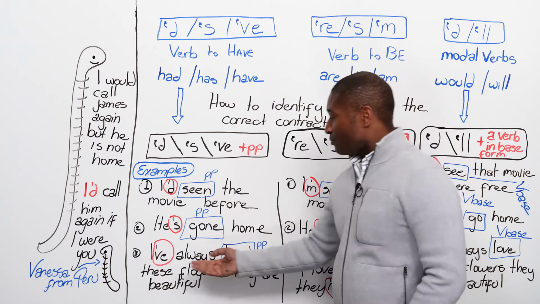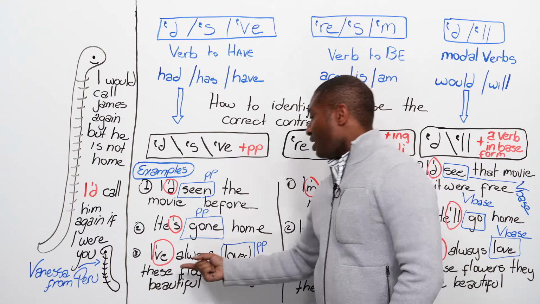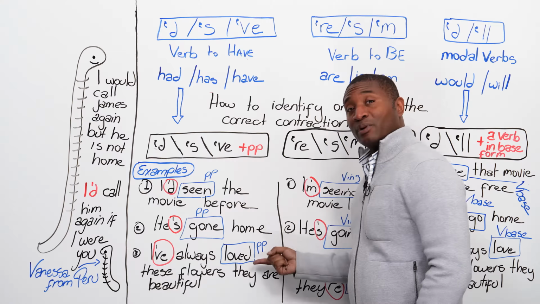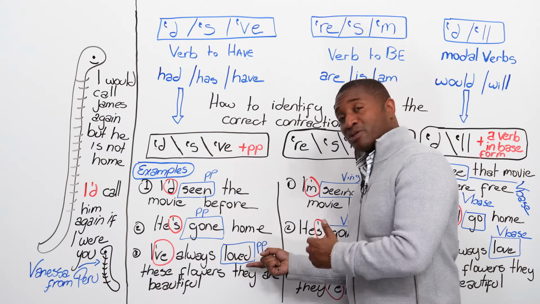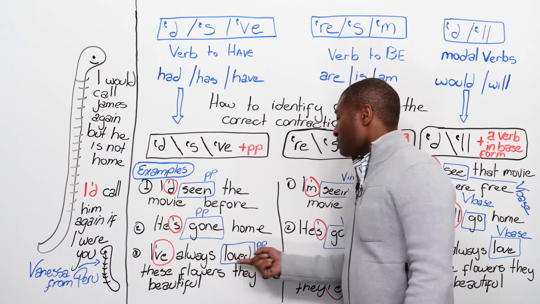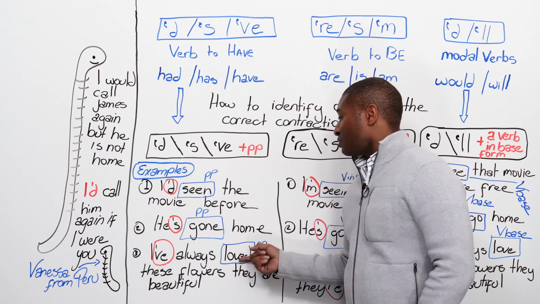Good. And what about this one? It's almost easy because it's VE, so we know it's going to be have. But I've always loved. Remember I said this is a regular past tense? So this past participle is a regular verb, so it's easy to see here. I have always loved these flowers. They are beautiful. I've loved, past participle.